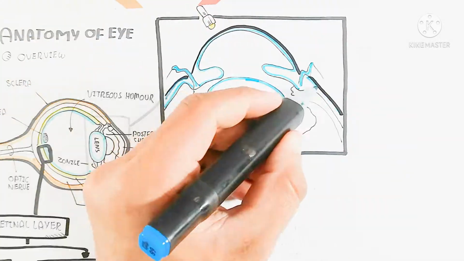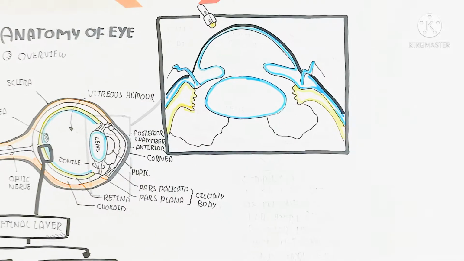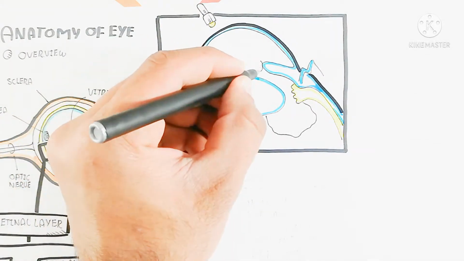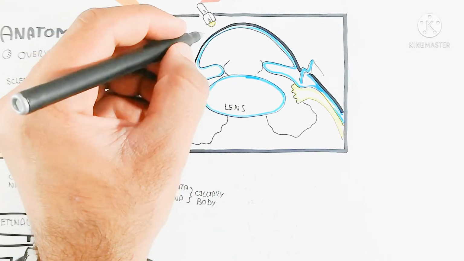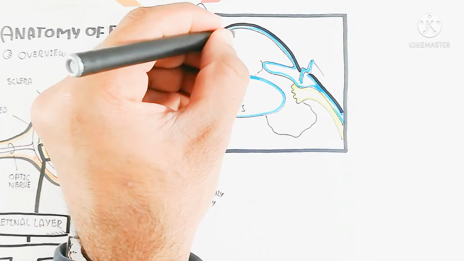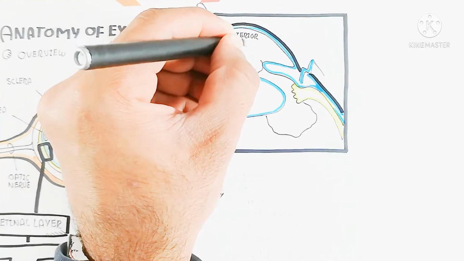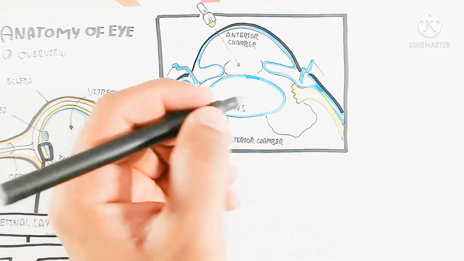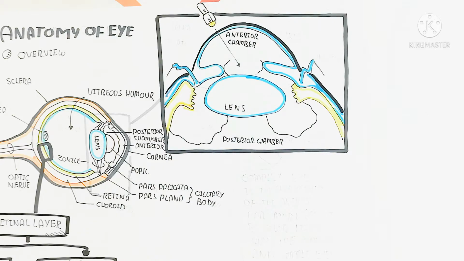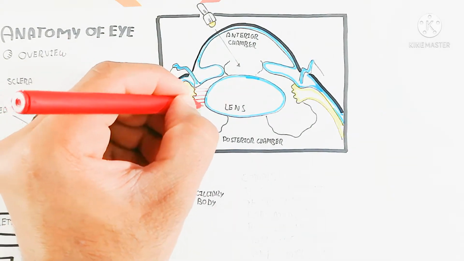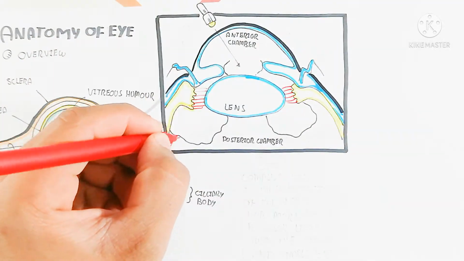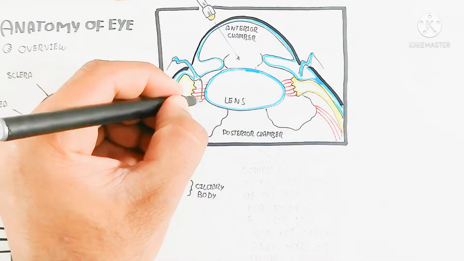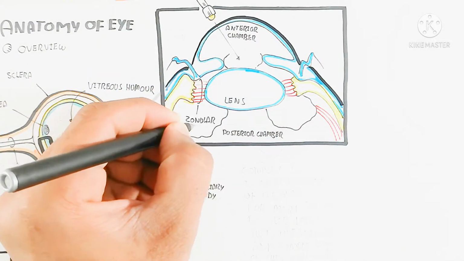So here I am drawing the bigger picture while understanding the interior part of the eye. When light falls on it, the pupil will dilate and the lens can become convex or concave on the basis of the distance, distant vision or close vision. And this is the anterior chamber and posterior chamber. And the ciliary body is attached through what is known as the zonular fiber. This is the zonular fiber.